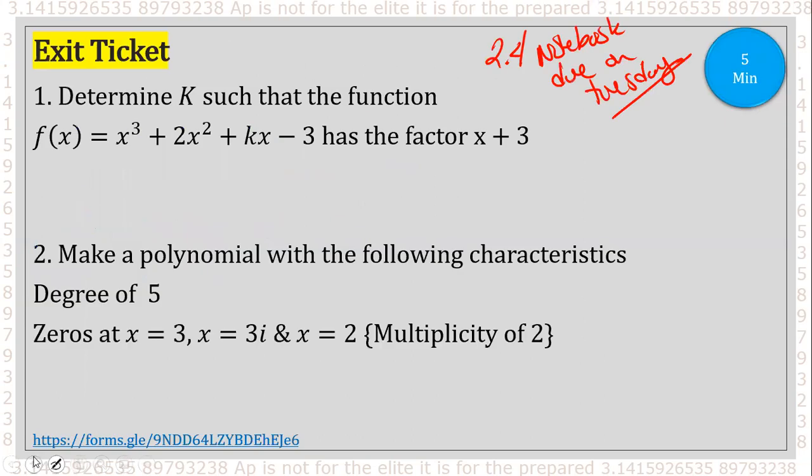Okay. Alrighty, so for the exit ticket, guys, I want you to go ahead and find out the value k, and make a polynomial with a degree of 5 and these following given zeros. So go ahead and give that a try, and I'll be waiting for your exit ticket. Okay, that's all that I have for us today. So go ahead and make sure you answer the exit ticket and do the homework, which is due on Tuesday.